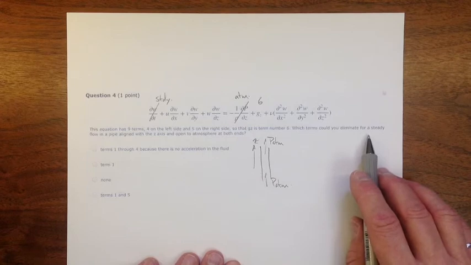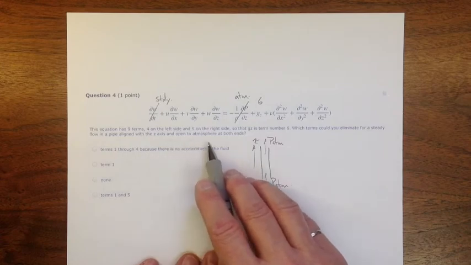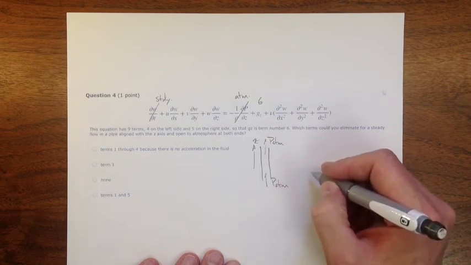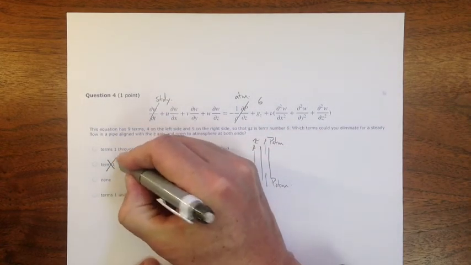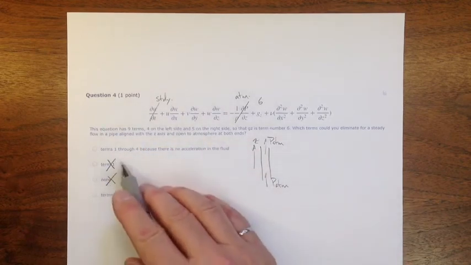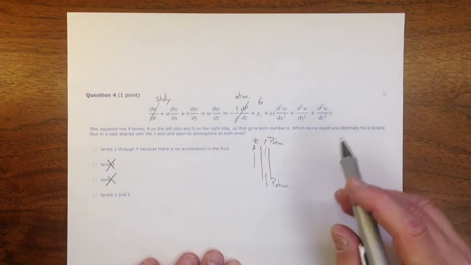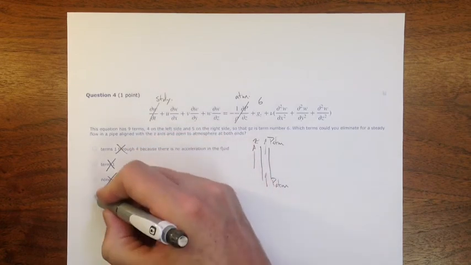What other terms could we eliminate? Steady flow in a pipe aligned with the z-axis and open to the atmosphere at both ends. We don't know yet if it's fully developed. It might not be fully developed flow. So definitely we can eliminate term 1, but we can also eliminate term 5. So it's not only term 1. None is not a good answer. Terms 1 through 4, because there's no acceleration in the fluid? Well, again, if it wasn't fully developed, there could be some acceleration. So I think terms 1 and 5 are the ones we can eliminate.